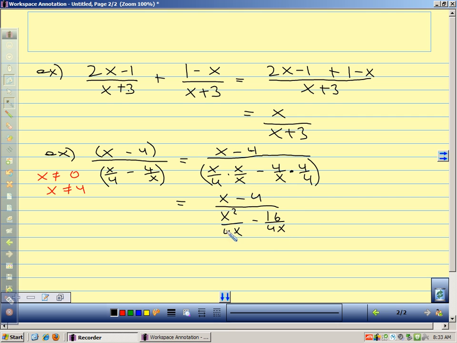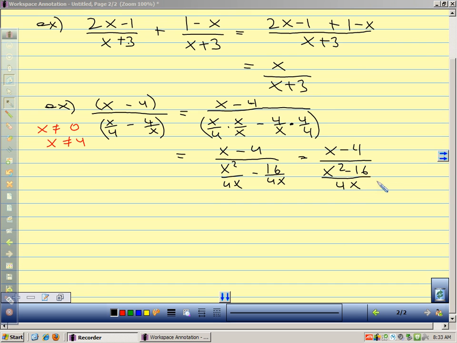And now I can add these two fractions because I have a common denominator. So this is x squared minus 16 over 4x. Now, when I divide by a fraction, what do I have to do? Multiply by the reciprocal. Very good. So I'm going to say that this is equal to x minus 4 times the reciprocal of this fraction, 4x over x squared minus 16. I'm just going to write this as 1 to remind myself that that's a fraction.